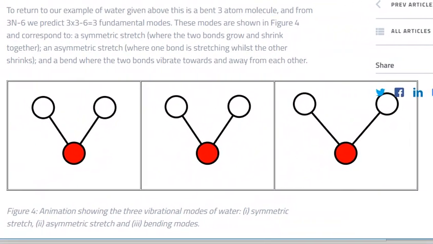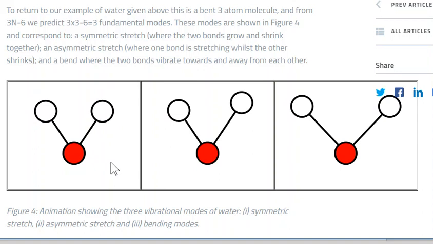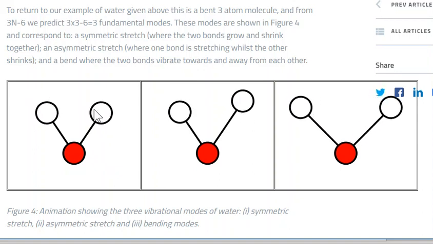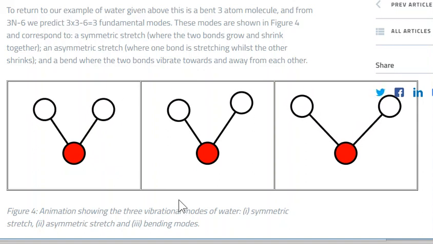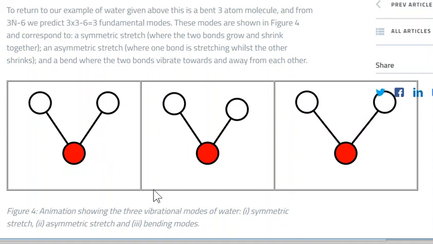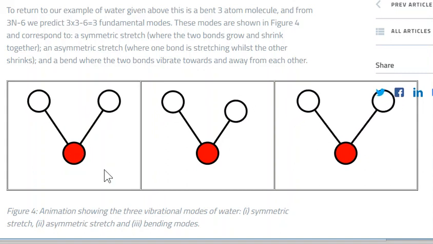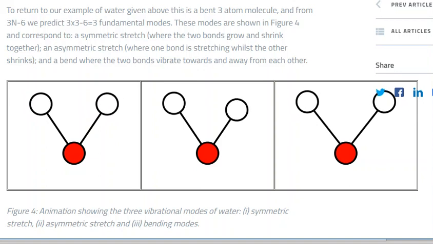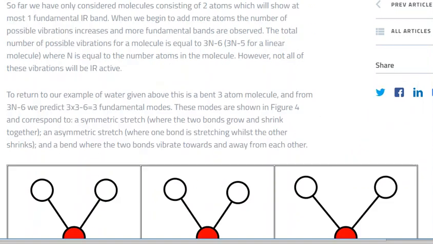There we go. All right, so molecules, this is meant to be water, are always moving. And of course, there's rotation, which we've already talked about, but they are also vibrating. And so here's a couple of different types of vibration: the symmetric stretch, an asymmetric stretch in the middle, and then a bending mode of vibration.